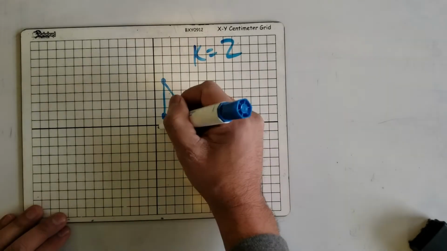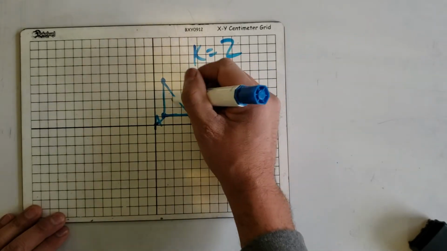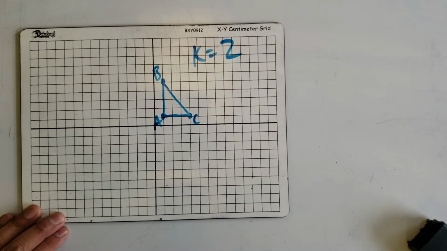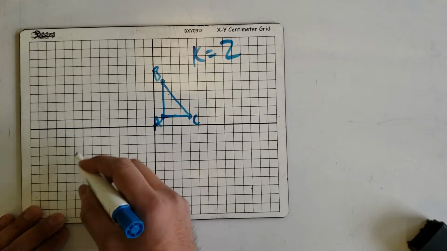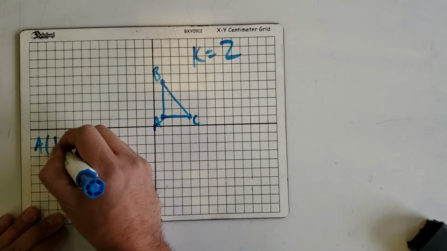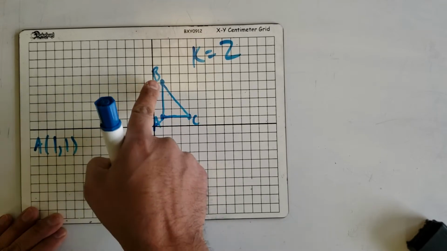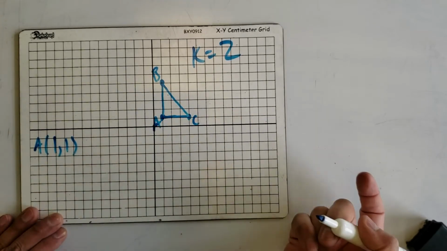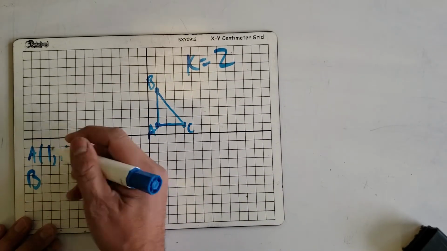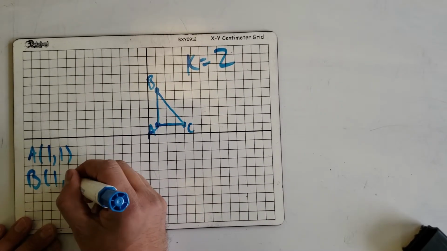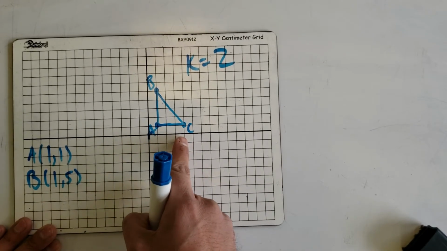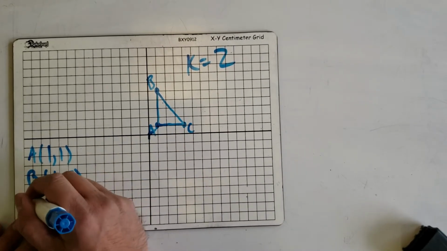So I need names for each one of these points. So I have A, B, and C. And I'm going to write all my coordinates over here. A is at 1 and 1. B is at 1 and up, what, 5? 1, 2, 3, 4, 5. So 1 and 5. And then C is at 1, 2, 3, 4, and up 1. So 4 and 1.